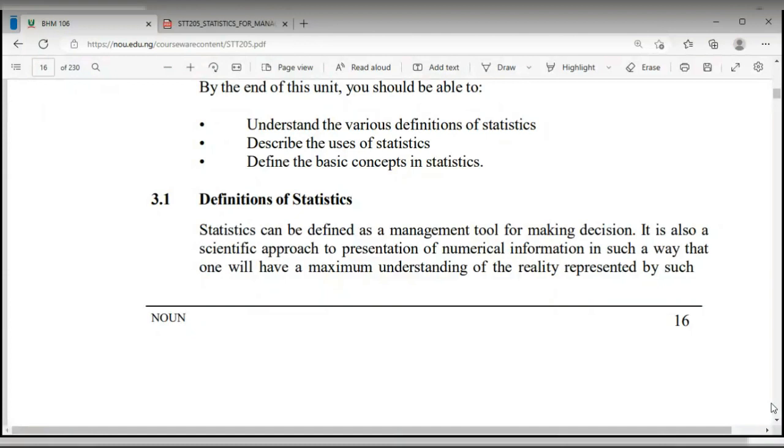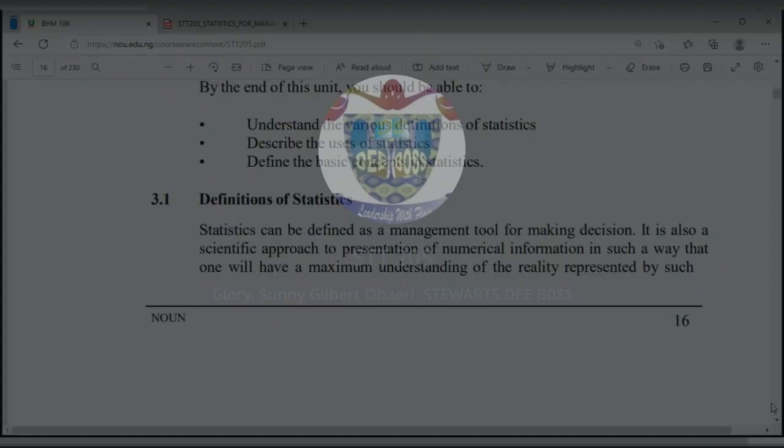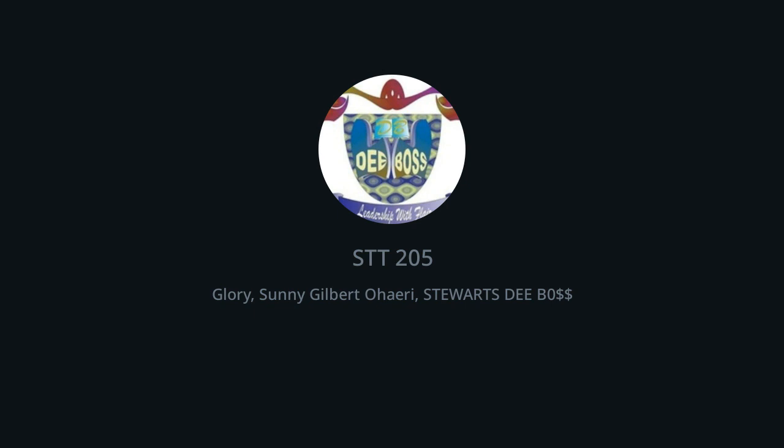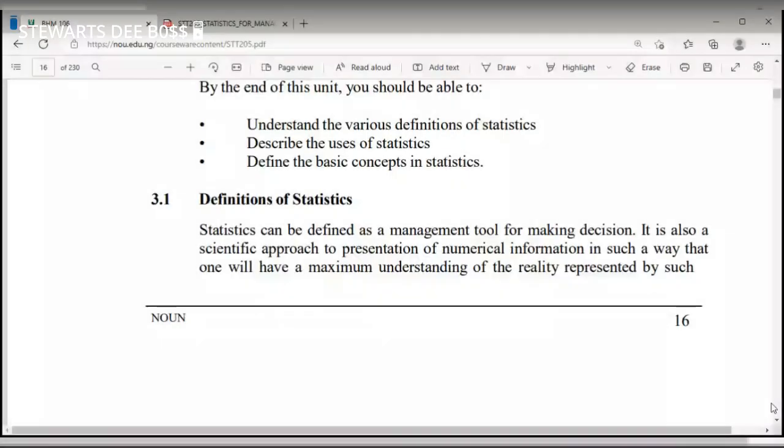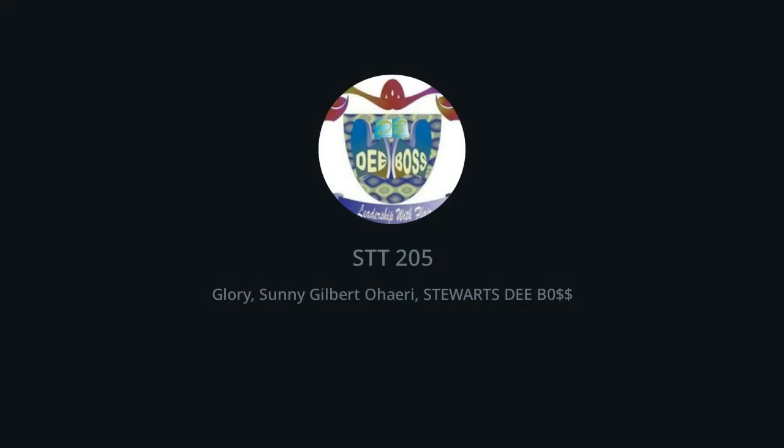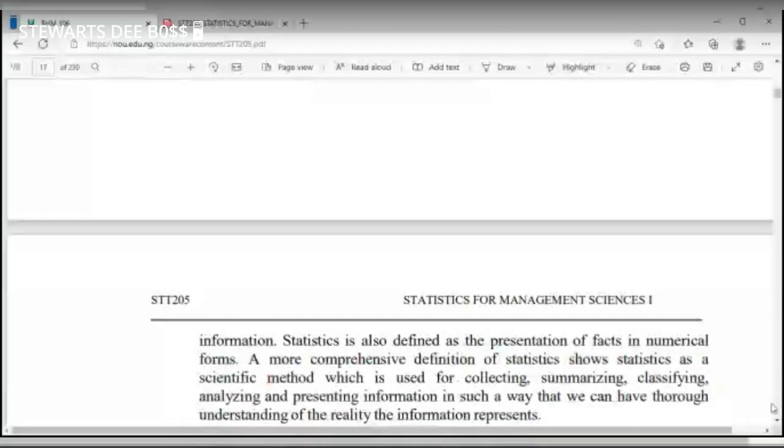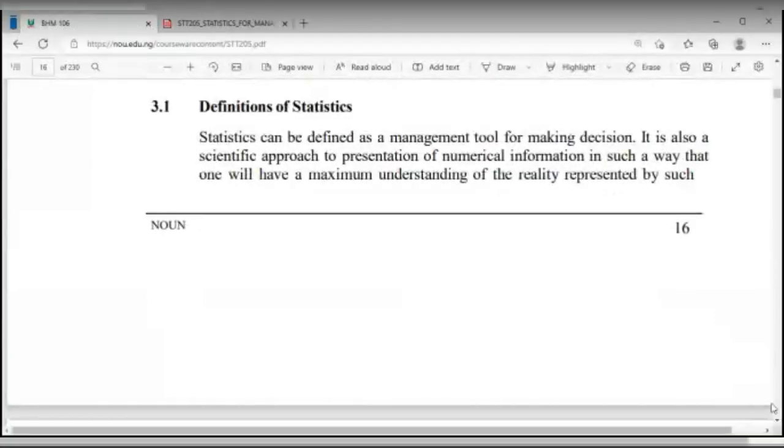When we were in secondary school, whenever they wanted to define statistics, numbers was always coming up because there's no way you want to do it. You have to deal with numerical values. So here they say it is also a scientific approach to presentation of numerical information in such a way that one will have a maximum understanding of the reality represented by the information. So it's statistics that will help you to understand what these numbers are talking about. It helps you to have maximum understanding of what is being said.